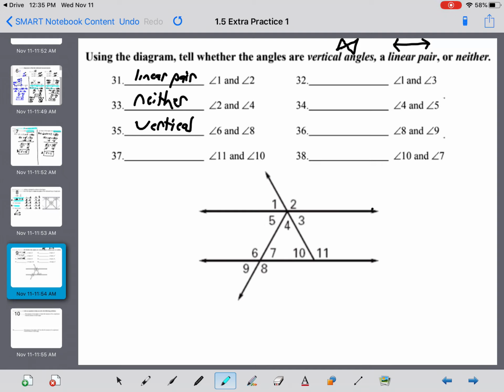Angle 11 and angle 10. Well, here's 10, here's 11. And they lie on a straight line. Those are a linear pair.